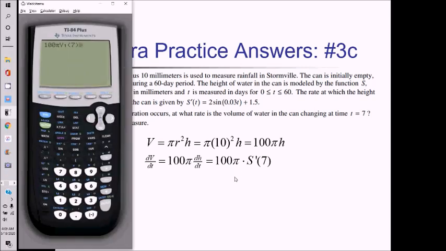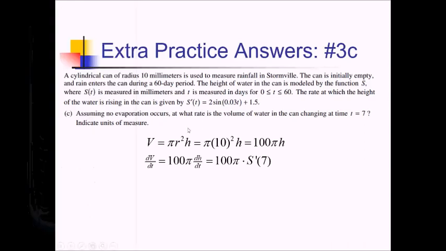So here's what that looks like on my calculator. I've got 100 pi times, and I already stored s prime as y1. So this is just y1. I did alpha trace y1, opened the parentheses, and put a 7 in there. So that's going to give us 602.218. So that's the number. Now, they said indicate units of measure, so what are those going to be? Well, volume, that's going to be millimeters cubed.